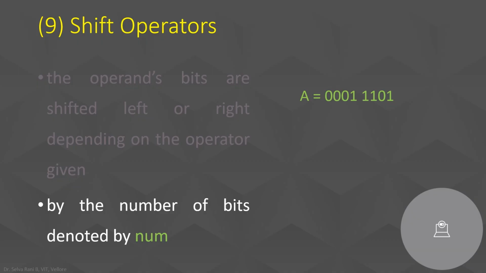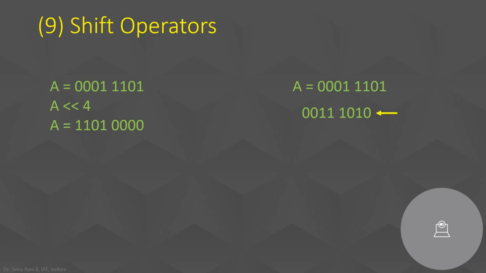For example, if we have a is equal to 00011101, and we shift a left by 1 bit, then the output is going to be 00111010. It means that the leftmost bit, that 0, will be dropped, and all the bits will be shifted one step towards the left, and finally on the rightmost end another 0 will be added.